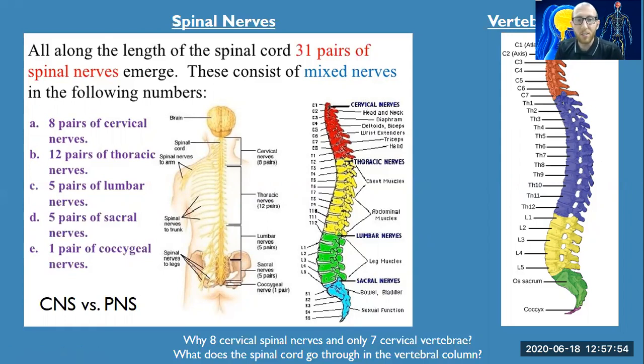Then another question: what does the spinal cord go through? What specifically is that hole called down the vertebral column? And furthermore, if we're talking about the difference between the central nervous system and the peripheral, central is brain and spinal cord, but as soon as it becomes a spinal nerve, then we're talking about peripheral. So these things right here are peripheral, but the central would be the spinal cord itself.